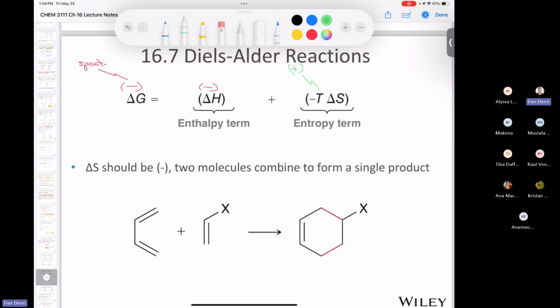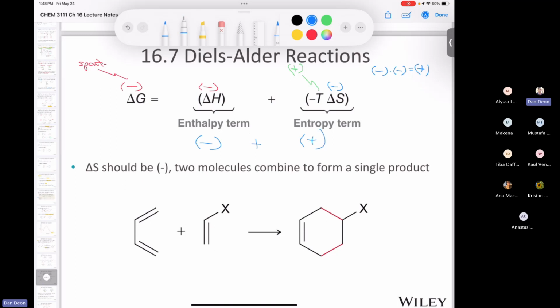So if we think about negative T times delta S, well, if our delta S is going to be negative, our entropy is decreasing. Why? Because we have 2 molecules coming together to form 1 molecule. So if you have a negative times a negative, you get a positive, right? I don't need to coach you on this, but negative times negative gives you a positive, right? So if we have negative T times negative S, that means we get a positive term. So we're taking a negative overall and we're adding a positive.